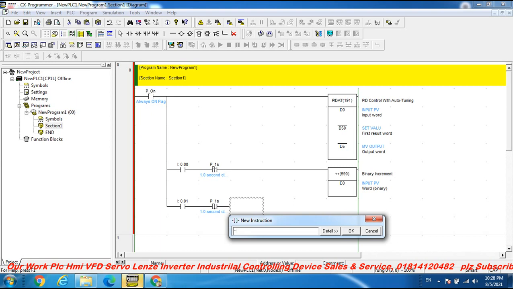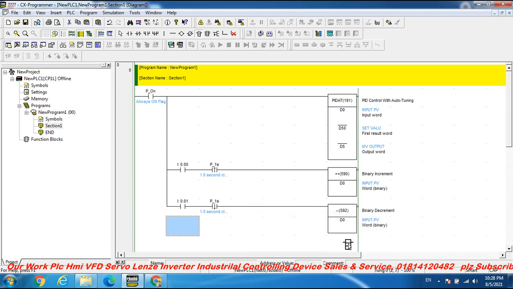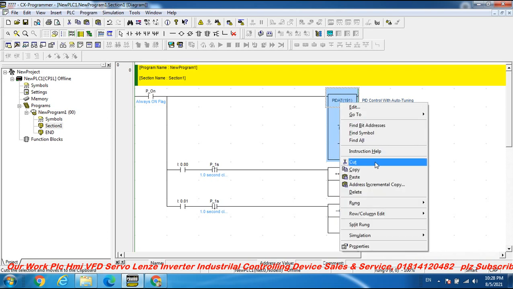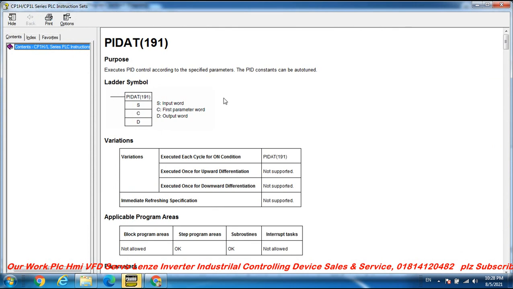minus D0 PID decrement, input PV decrement, input PV increment. Friend, instruction PID. S is the input word, C is the first parameter word and D is the output word.